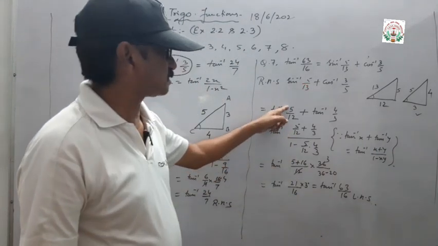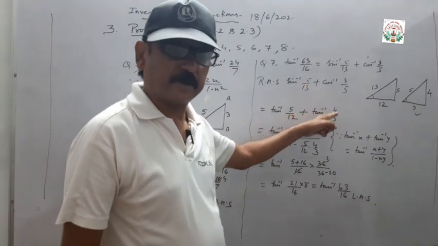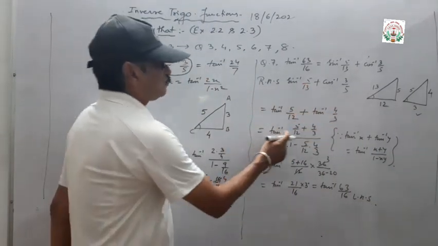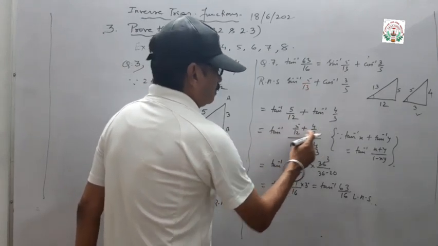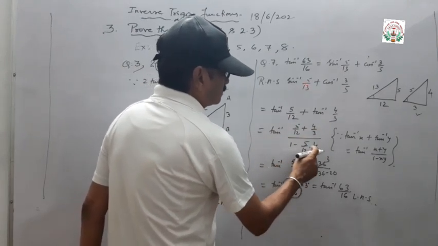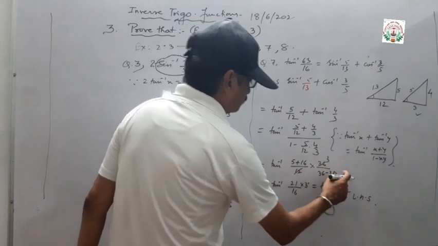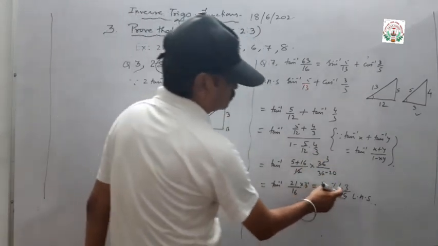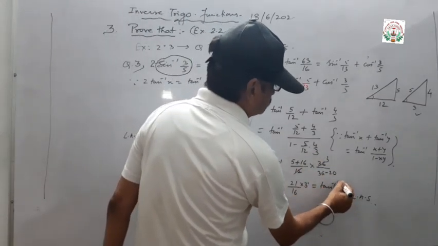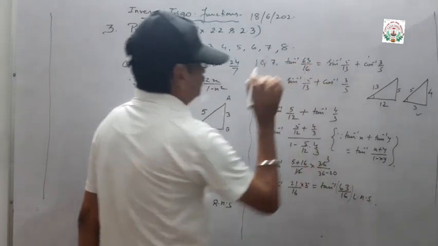That becomes x value of 5 by 12 है, y की value 4 by 3 है, तो tan inverse of x plus y upon 1 minus x into y, and after simplification we are getting tan inverse of 63 by 16, which is our LHS.